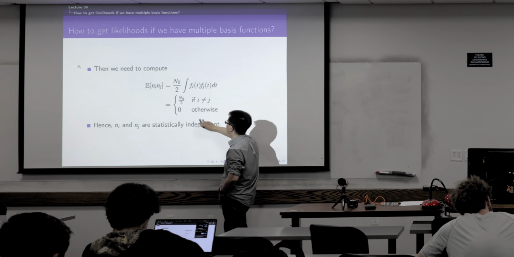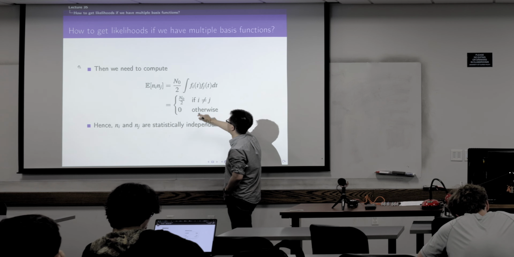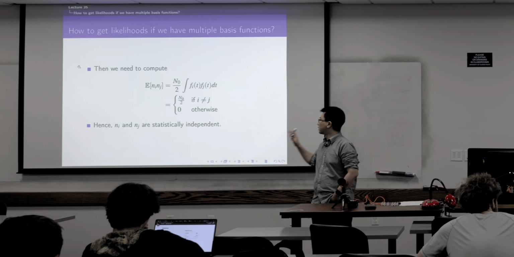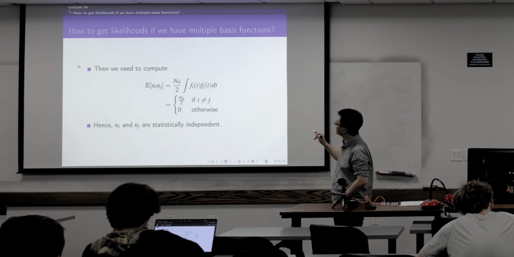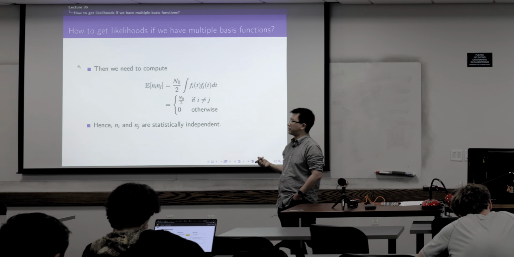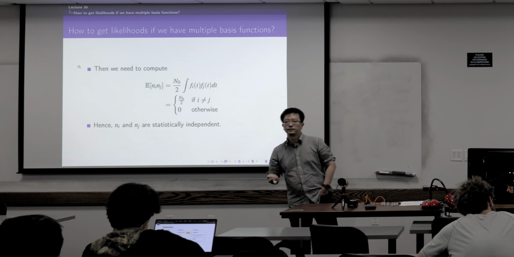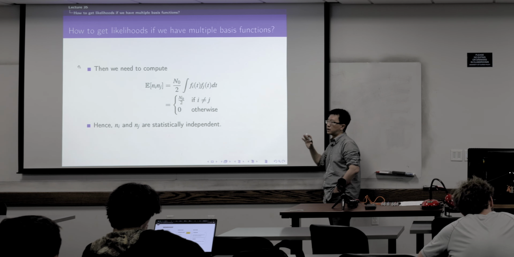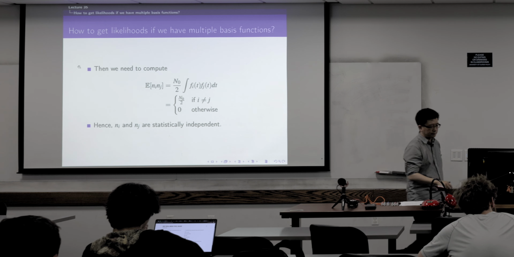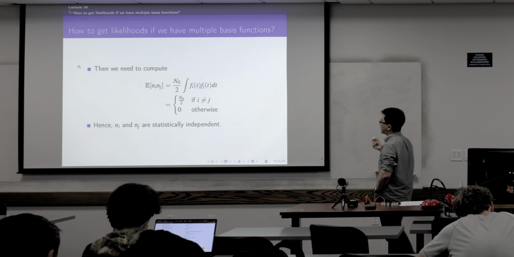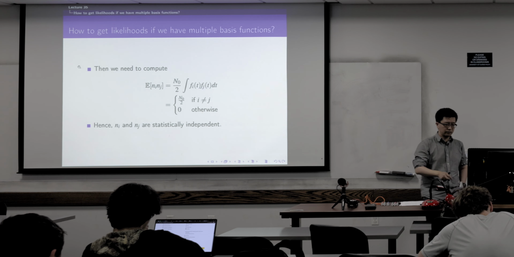The only thing we need to make sure is that Fi and Fj have to be orthogonal to each other, which is our case here. If we use the Gram-Schmidt algorithm to compute Fi and Fj, then we can always guarantee that they are orthogonal to each other. So this is the reason why we want Fi and Fj to be orthogonal. Otherwise, we don't need that. If they are uncorrelated, we can make sure that Ni and Nj are statistically independent.